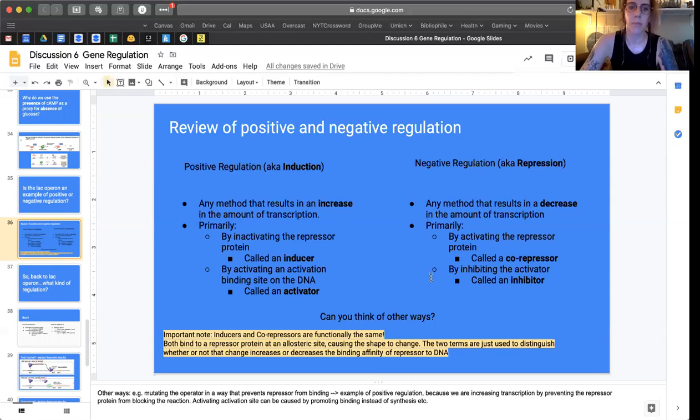If we think about an inducer, you are essentially making the binding worse, so the repressor protein will fall off. Whereas if you are activating the repressor protein, you're increasing the binding affinity for the DNA, which allows the repressor to actually repress the reaction. So they're doing the same thing, but they have different outcomes because of that conformational change. Okay, hopefully that makes sense.